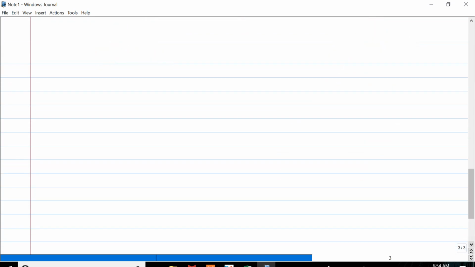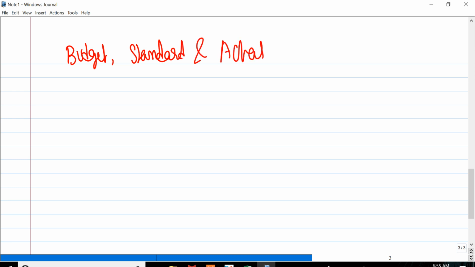Okay, I'll then explain a next important term: budget, standard and actual. Most of the times people end up using the word budget and standard interchangeably, and that is also right. There's nothing wrong, there's only a slight difference between both. Budget and standard are kind of okay to be used interchangeably.